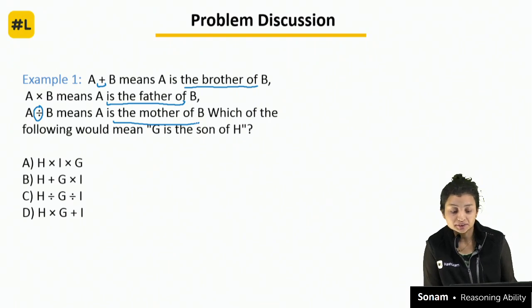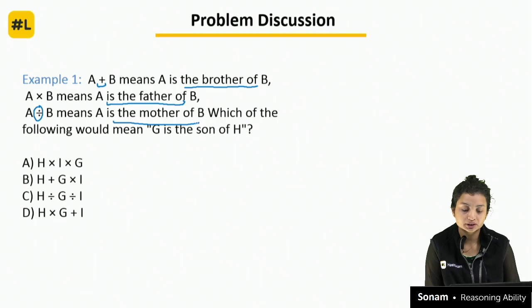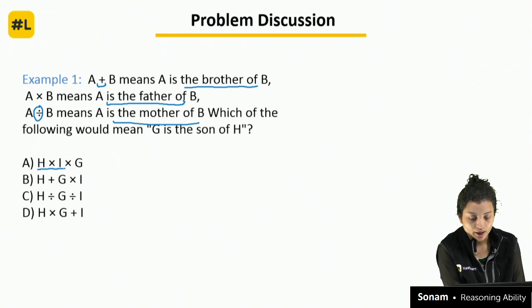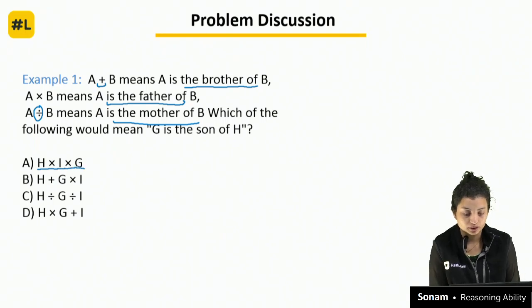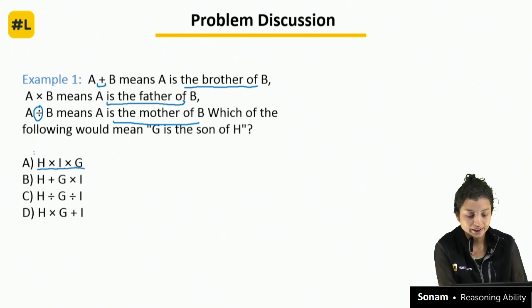So it is very obvious that we have to work on the options, because the question says which of the following would mean G is son of H. So let's start working on the options one by one. I'll start with the first option. What is my first option? H into I into G.